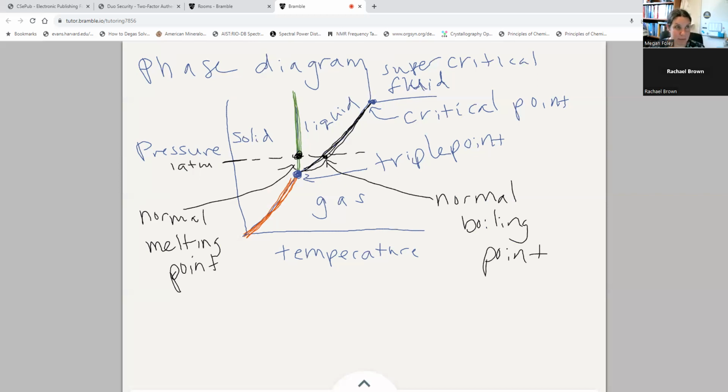There are species like carbon dioxide that don't have a normal melting or boiling point. They only have a normal sublimation point. So we go directly from our solid to our gas. Most substances, however, will have normal boiling points and normal melting points.